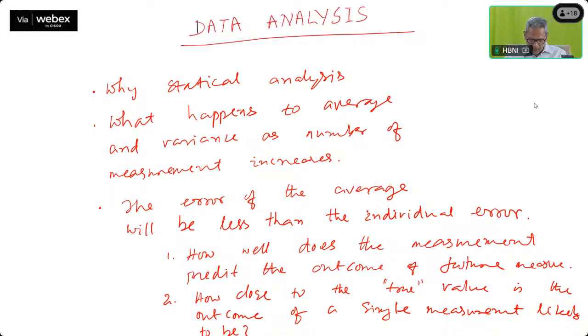To answer these two questions, we must know how various possible outcomes are distributed statistically, because we say that these are statistical processes. We must know how these processes are distributed statistically. That's very important.